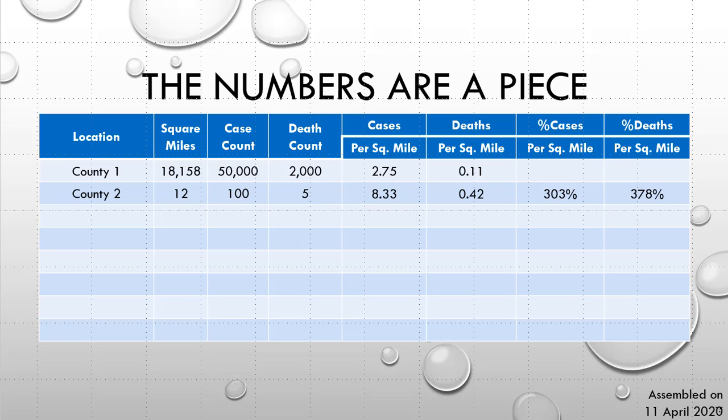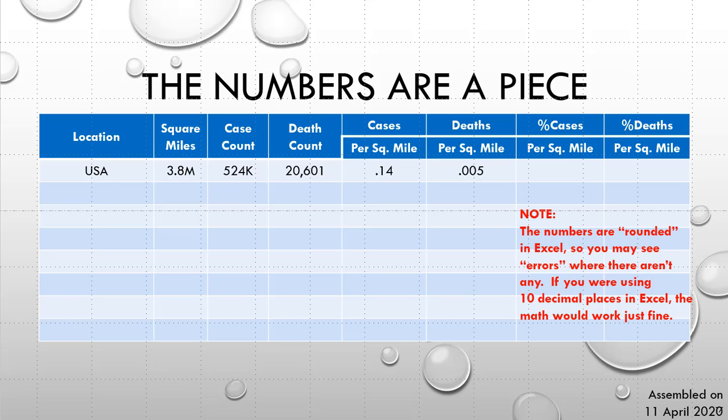A little sidebar here. 100% would be equivalent, the same number. 50% would be only half the number, and 500% would be 5 times the number. So just remember that as we move forward. And also, if you're looking at the math, remember that these numbers are rounded. I did them in Excel.